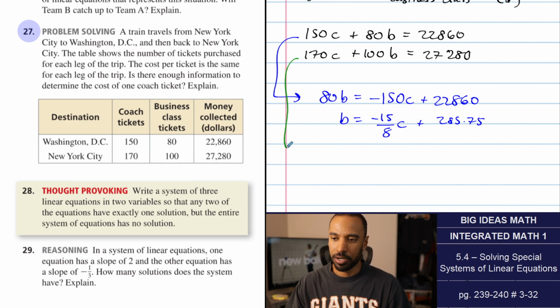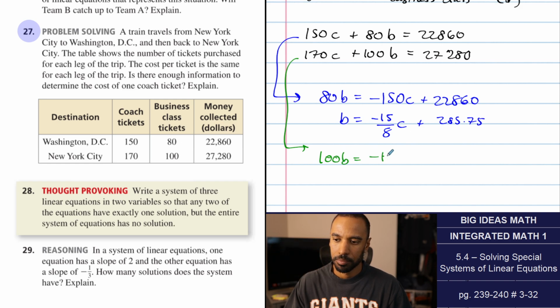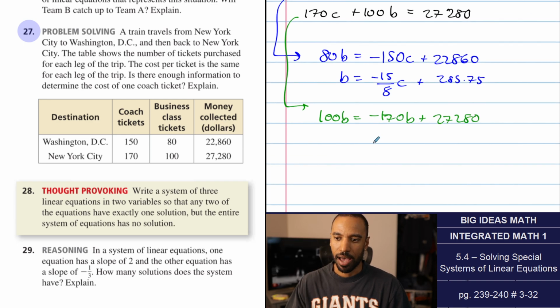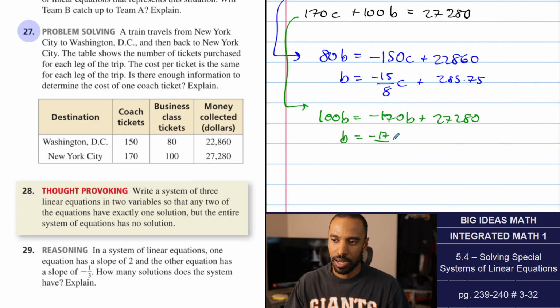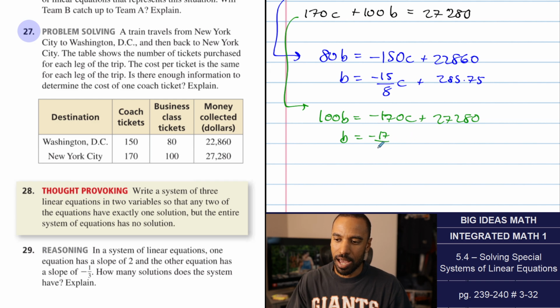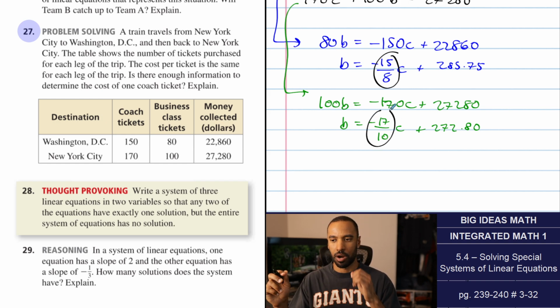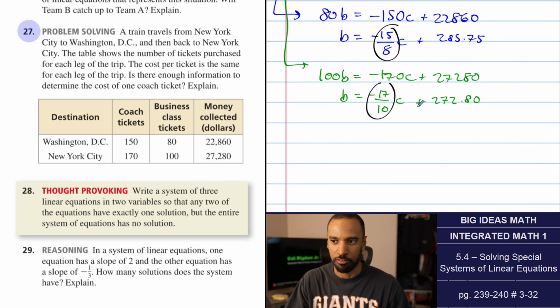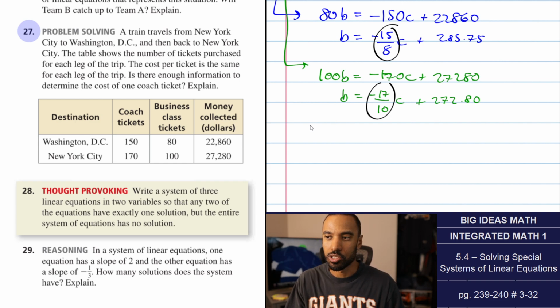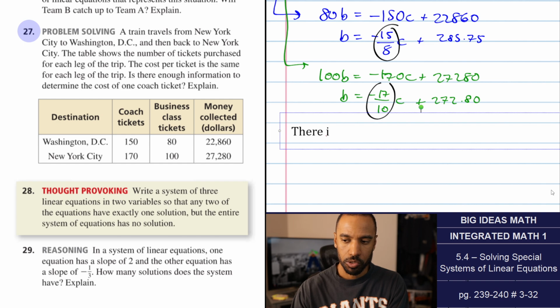285.75. This other one here, if I subtract 170C and I divide everything by 100, you get negative 17 over 10. And that's the point. Oh, this is a C right here. And you get a different slope, right? They're reduced fractions, but you get a different slope. This is 272.80, like that. Different slopes means there's a point of intersection somewhere where you can solve for B and C and do that kind of stuff. But basically, different slopes means one solution. There is only one solution.